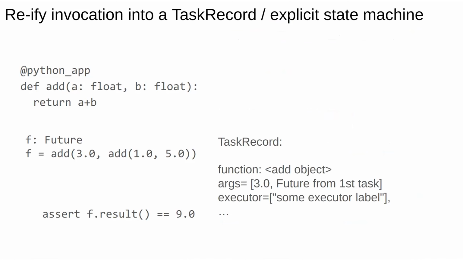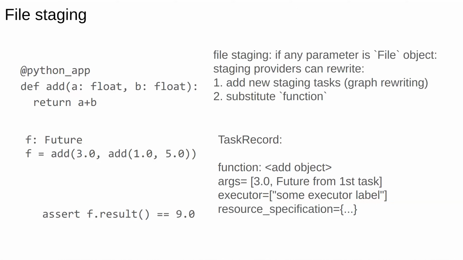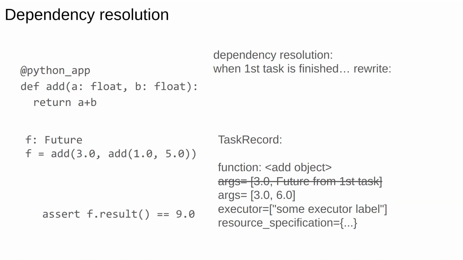And that turns into a task record, which started off as a dictionary, but now it's a bit more structured. And this task record structure says, here's the function we want to call. It's an add object. And here's the arguments, and here's the executor. If you look at the args, you'll see that we've got an explicit 3, but the second argument is the future from the first task. Then we might look at file staging. Nothing happens to do with file staging in this call, so I'll skip anything happening here.